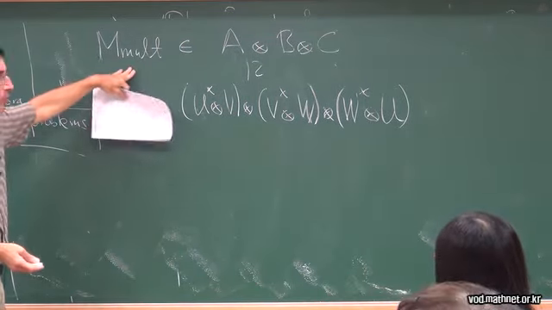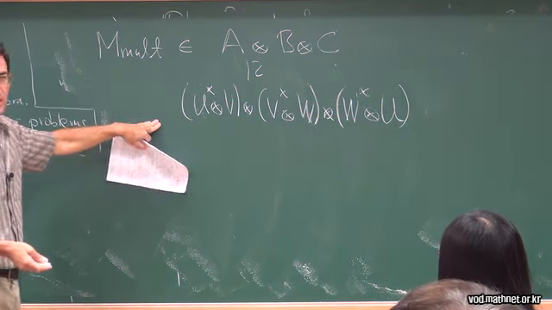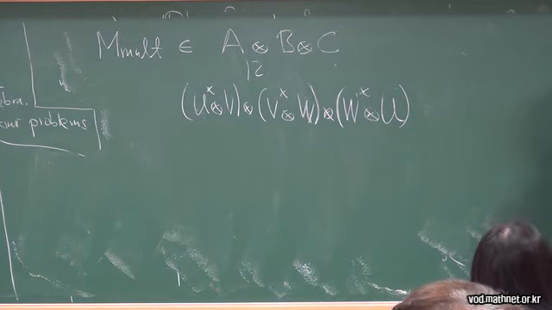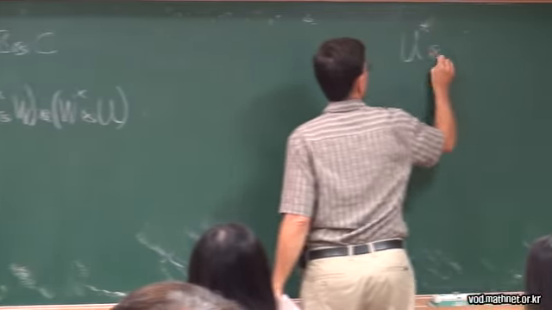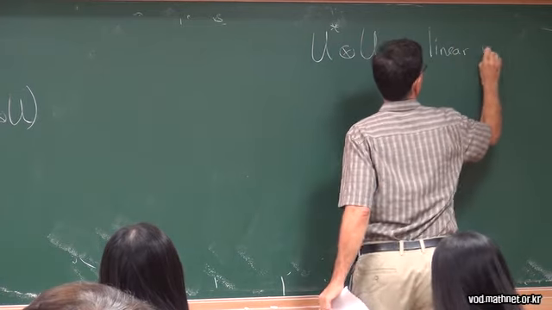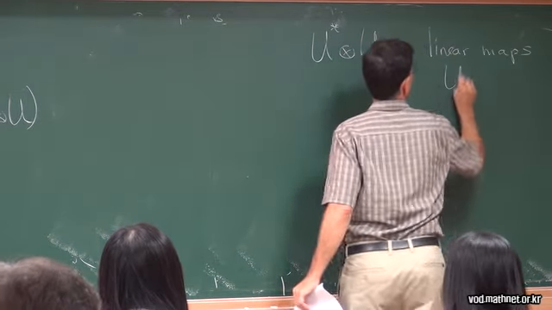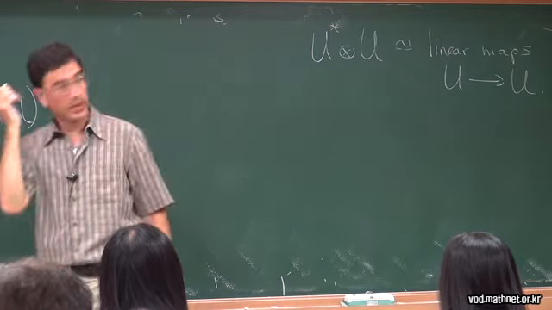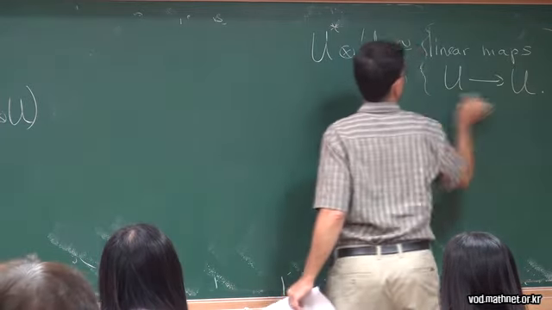We will, before answering this question, answer an easier question. So let's look at the space U star tensor U. So this is the linear maps from U to U. Okay, so this is a vector space.